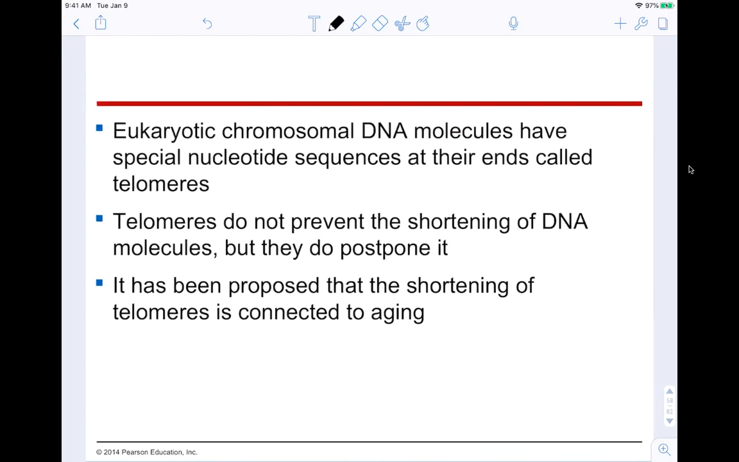Eukaryotic chromosomal DNA molecules have a special nucleotide sequence at their ends called telomeres. Telomeres do not prevent the shortening of DNA molecules, but they postpone it. It's kind of like a little protective cap, like an aglet on your shoelace. It's a little protective cap on the end of our DNA called telomeres. It's been proposed that the shortening of telomeres is connected to aging.